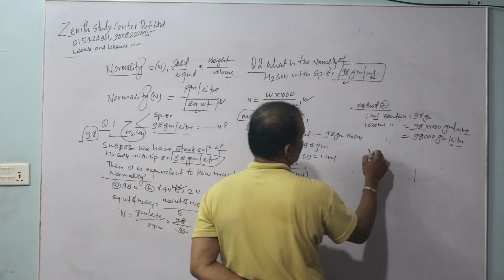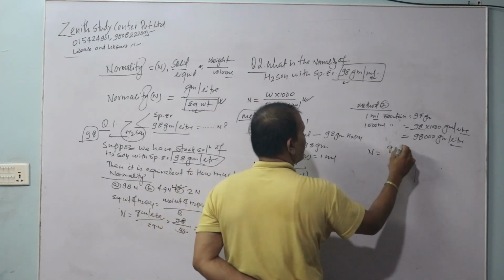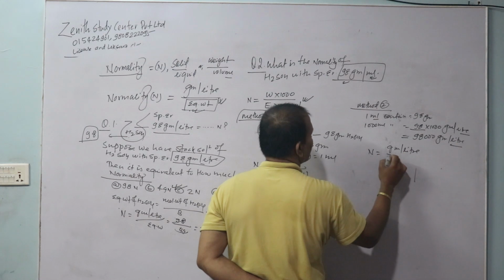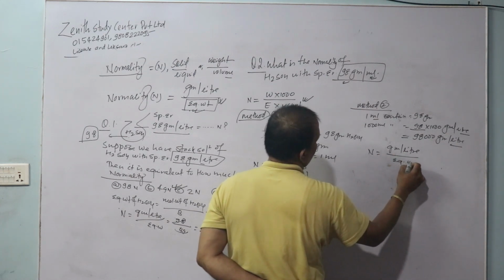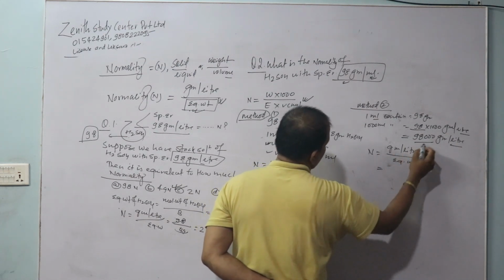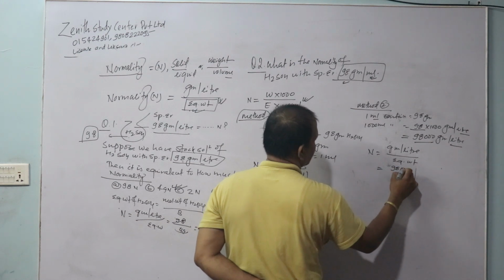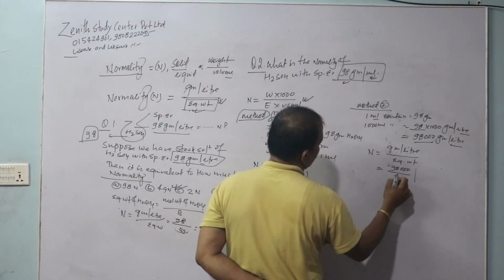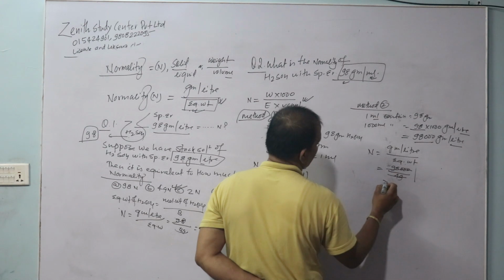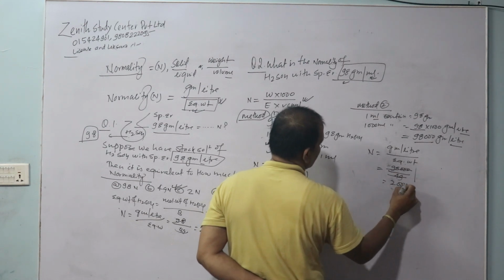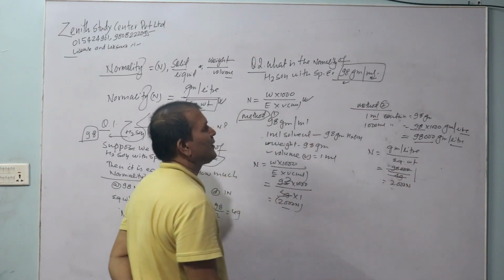Normality is equal to gram per liter by equivalent weight. What is the gram per liter? 98000. What is the equivalent weight of H2SO4? 49. You can divide there, 2000 normality.